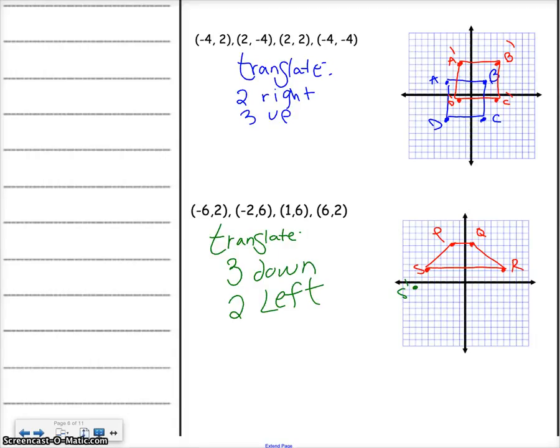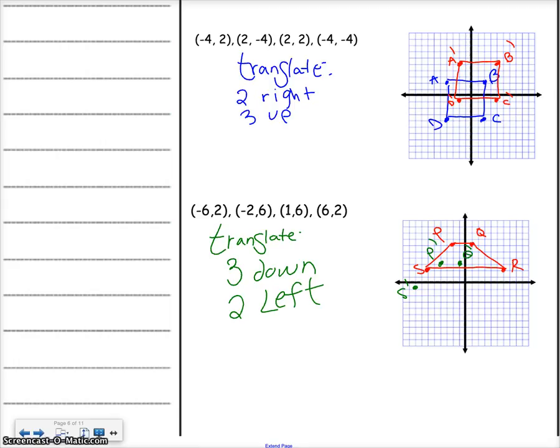S prime is the new S. And P, I'm going to go down 3. 1, 2, 3, over 2, 1, 2. This is P prime. And Q, I'm going to go down 3, 1, 2, 3, to the left 2, 1 and 2. And this turns into Q prime.